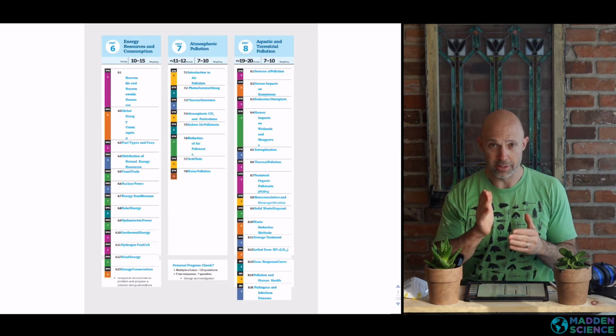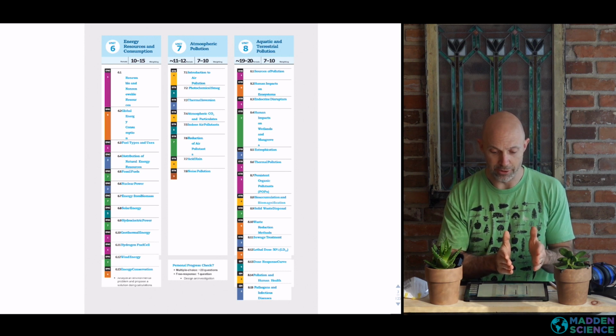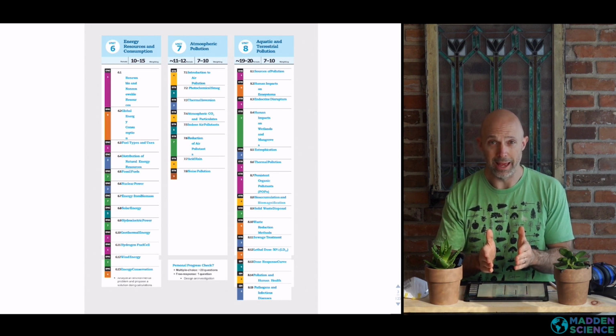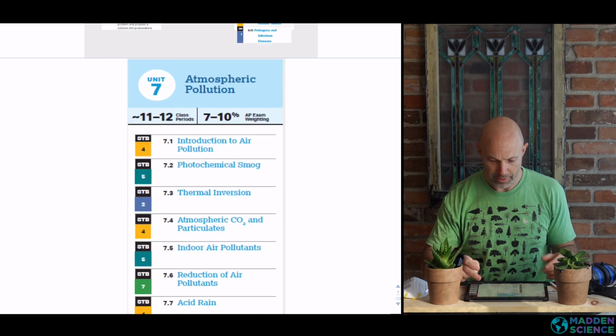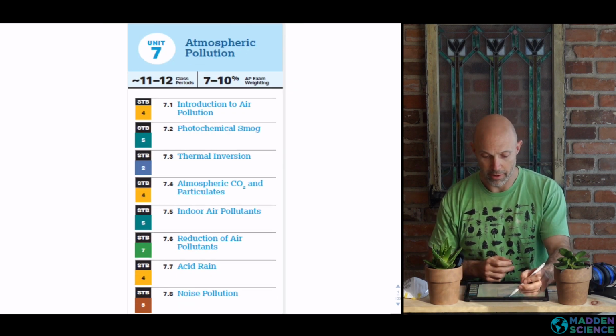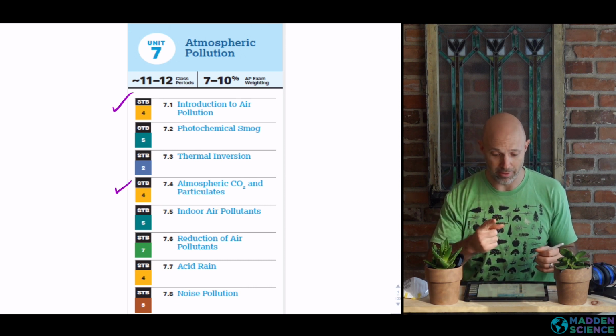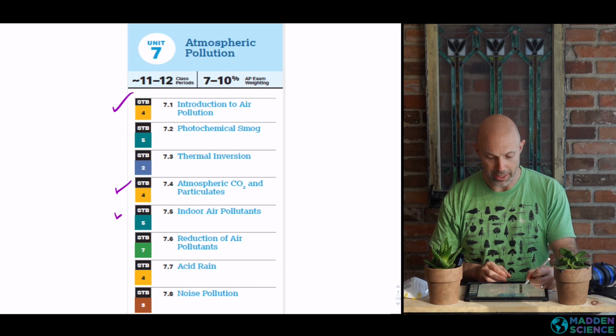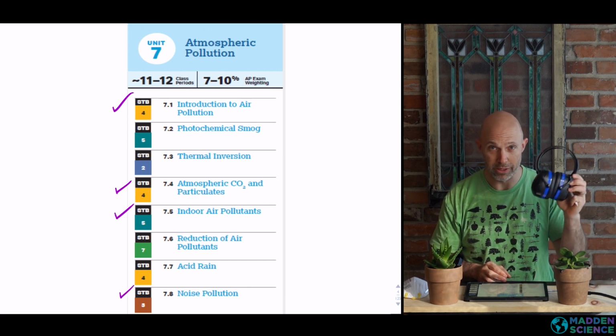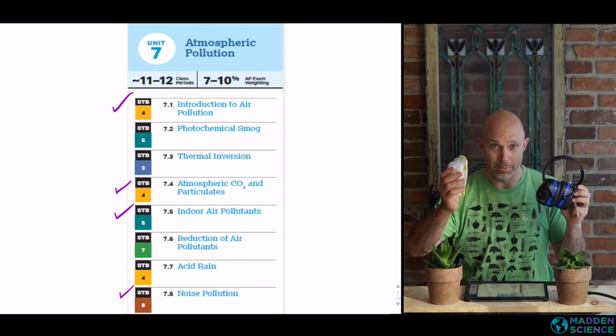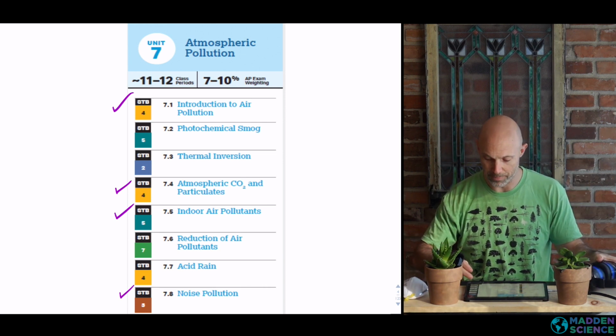All right, Unit 7, fitting between energy and land and water pollution. Here it is in detail. What we're going to cover for now: we're going to just do a little intro. We're going to jump in, kind of combine 7.1 and 7.4. We'll also talk about indoor air pollutants and jump down to noise pollution. So we got a little bit of air pollution, a little bit of noise pollution.